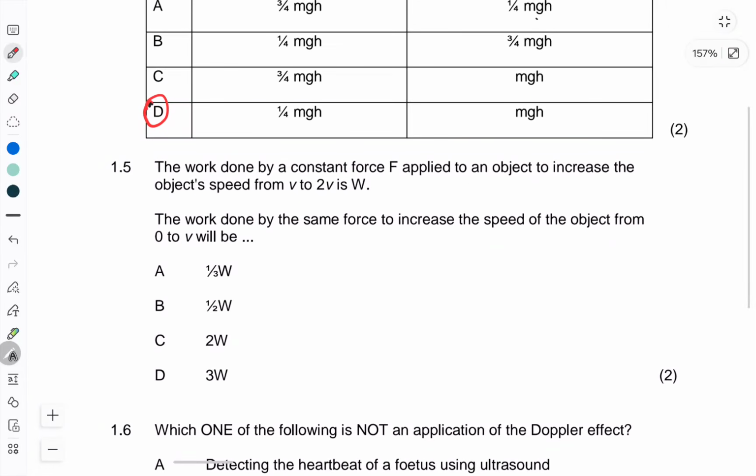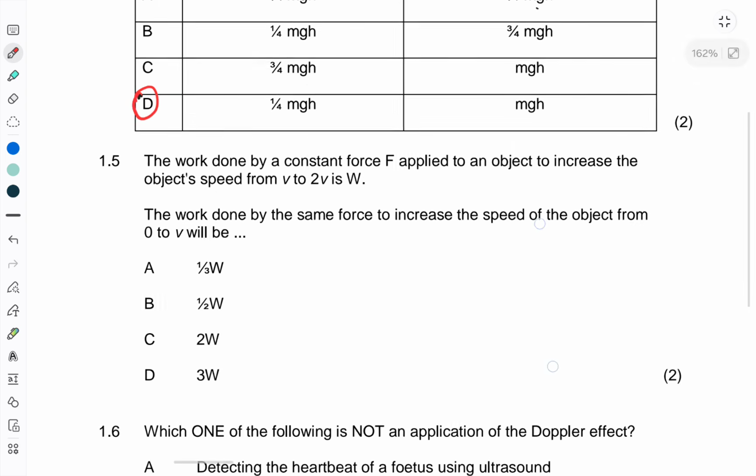All right, let's go to 1.5. The work done by a constant force F applied to an object to increase the object's speed from V to 2V is W. Now what is the work done by the same force to increase the speed of the object from 0 to V? It's not an issue.